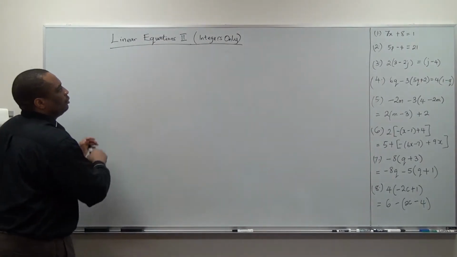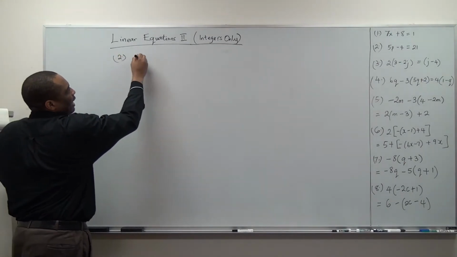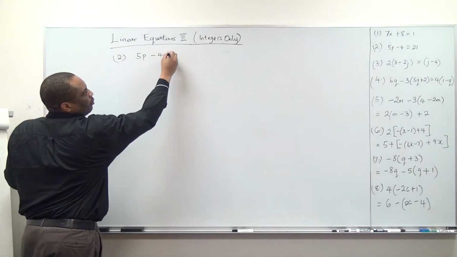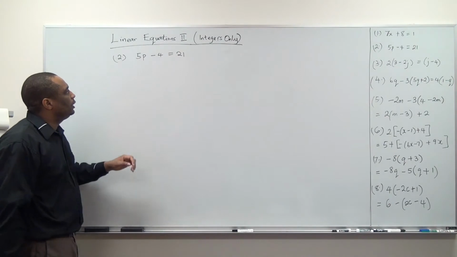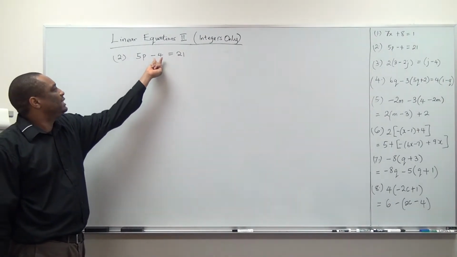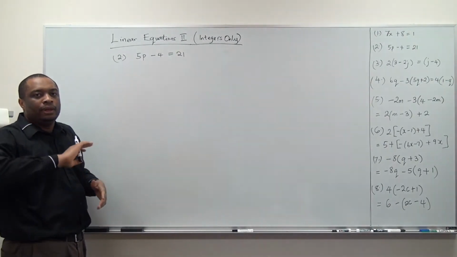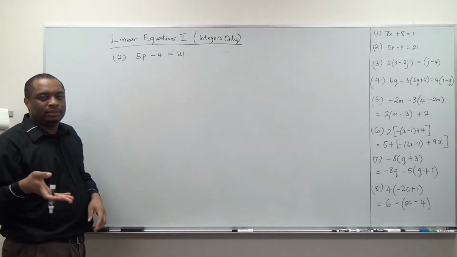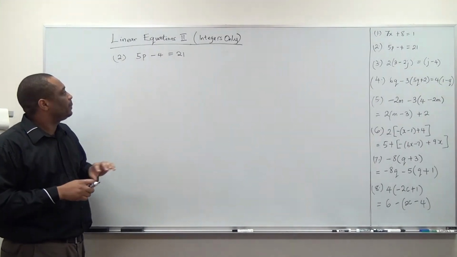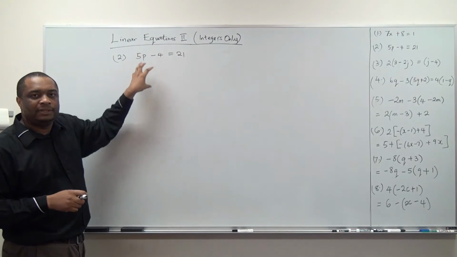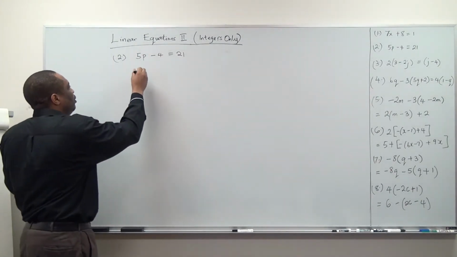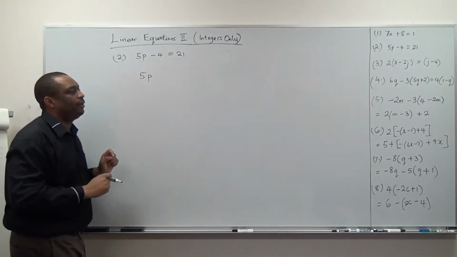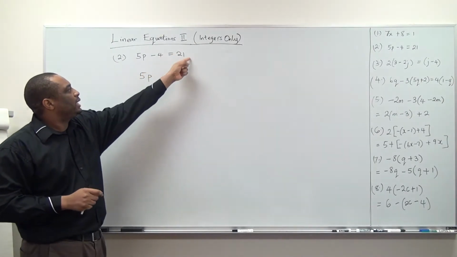In number 2, we have 5p minus 4 equal to 21. So this is a variable, this is a constant, this is a constant. Make the constants to be on one side. Make the variables to be on one side. The variable is good, it's on the left-hand side. So we are not moving it, right? But we need to move the constant.